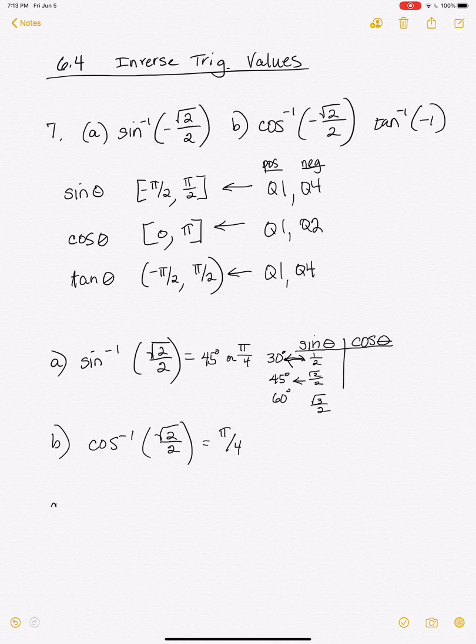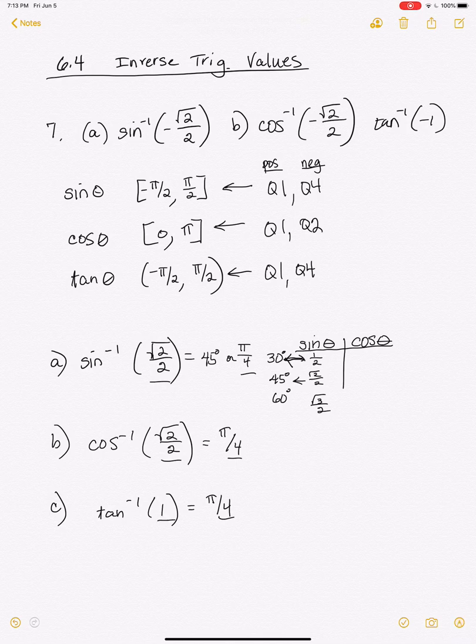All right, and then the C part, the tangent. The inverse of tangent is 1. All right, so the tangent of what angle is 1? Well, there we go again. We've got 45 degrees. So it's pi over 4. Notice that all three of these came from quadrant 1 because all of these were positive.